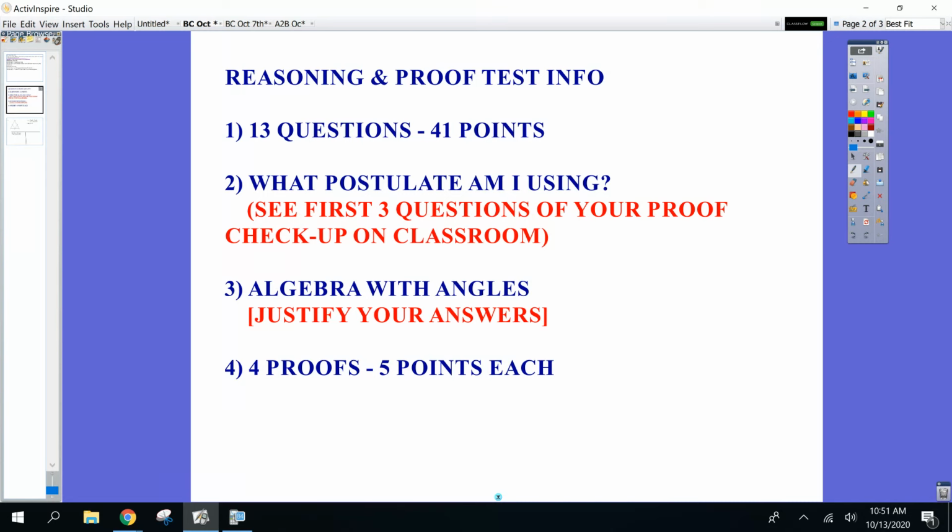Everyone good here? What kind of things will be on the multiple choice questions? Just like, what postulate am I using? Oh, okay. Which I'll show you in a second. Okay, here's what I'm talking about on number 2 here, where it says, what postulate am I using?